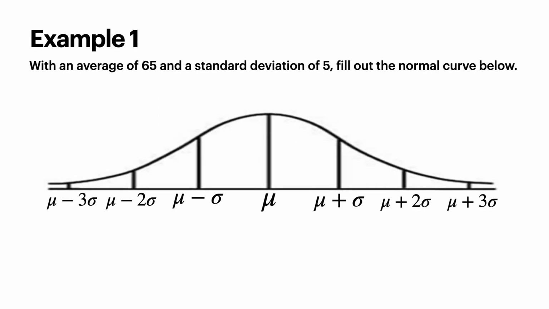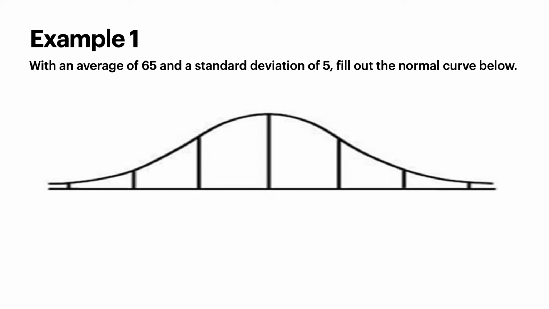So with an average of 65 and a standard deviation of 5, fill out the curve below. Okay, well, with the average being 65, that means anytime you see the Greek letter mu, we're going to replace it with the number 65. And anytime you see the Greek letter sigma, we're going to replace it with the number 5 for this example. And then we can figure out how the data is spreading out. So that's what I've done here.